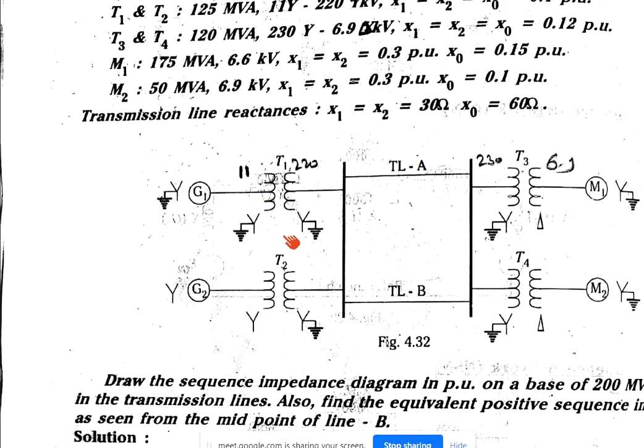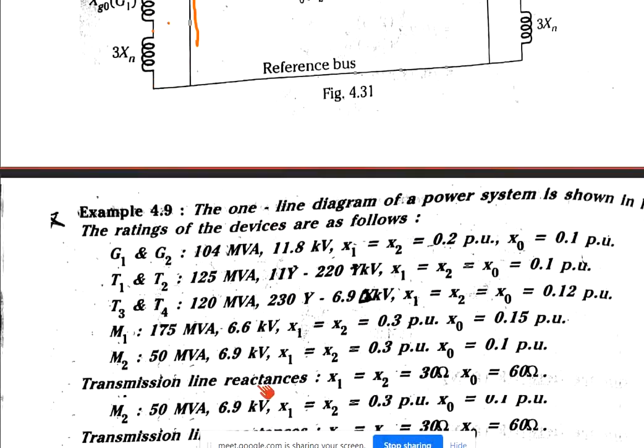Here both the transformers are connected star grounded, and transformer 2 has primary connected star and secondary star grounded. Transformer 3 and transformer 4 have primary connected star grounded and secondary connected delta. So the values have been given.